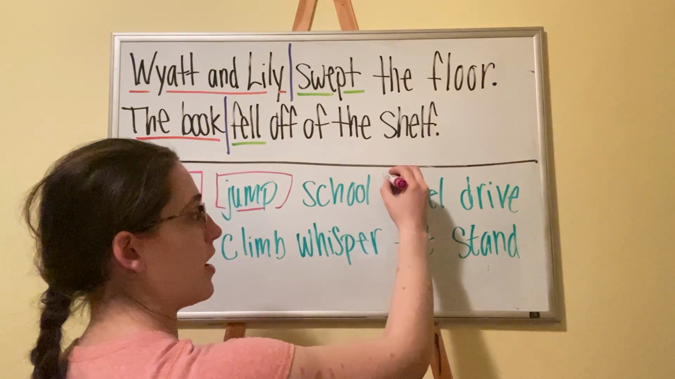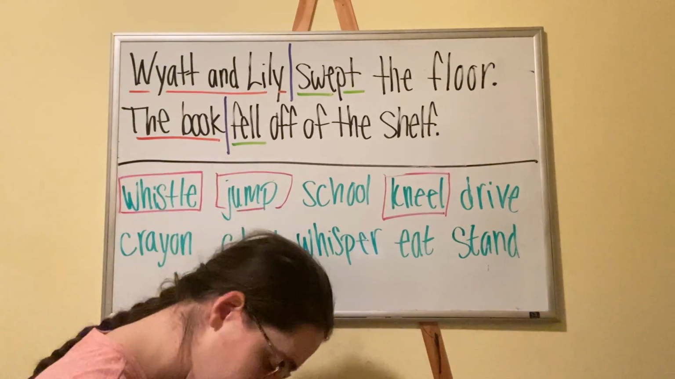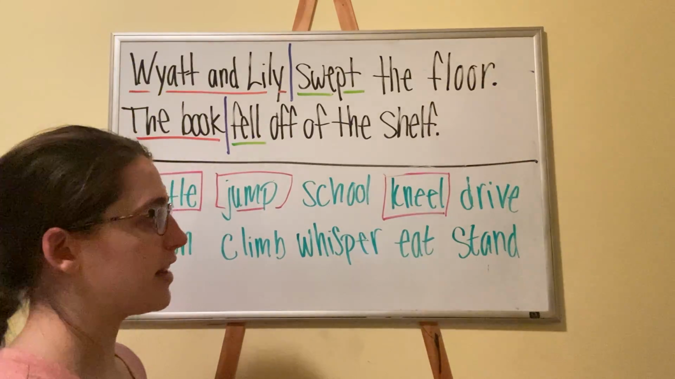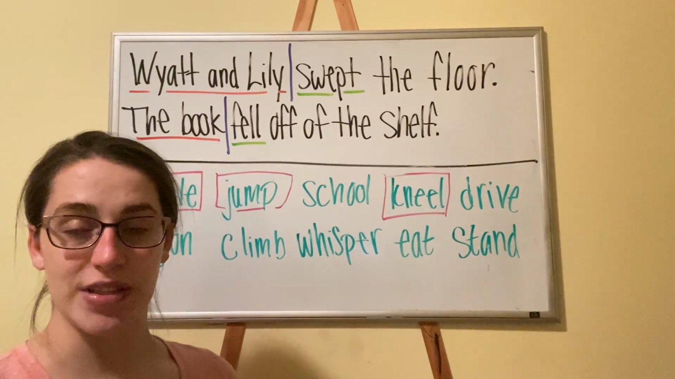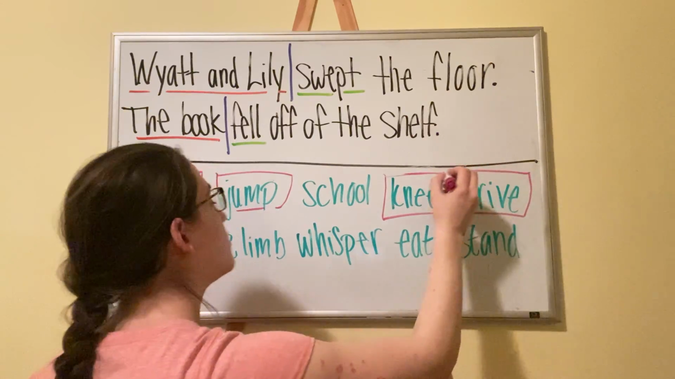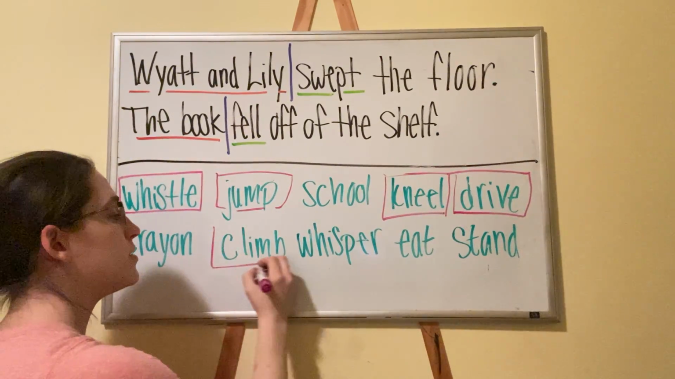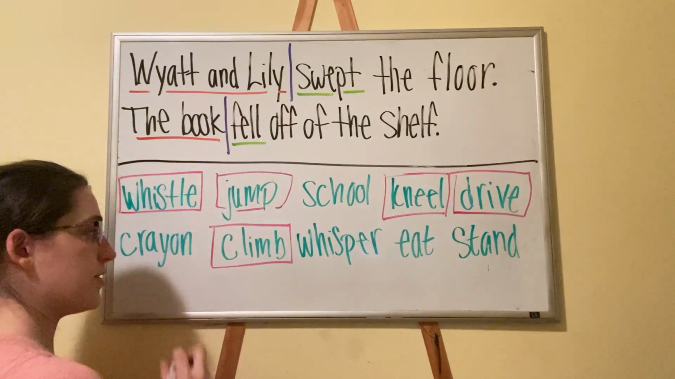I am doing this right now. If you're going to kneel, that's what I'm doing. I'm down here on my knees. I'm kneeling. Kneel is something you can do. It's an action. It can be done. Along with drive. Climb, down here, is a verb.